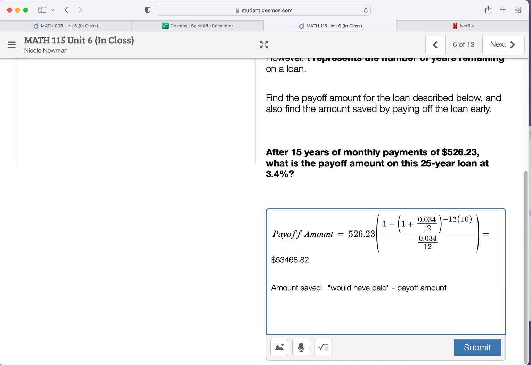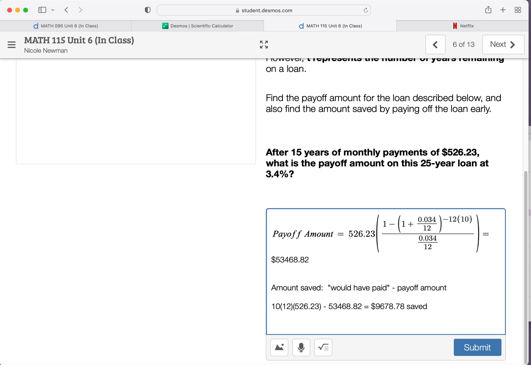So Maya, continuing for the next 10 years, would have had 10 years worth of monthly payments, so 10 times 12, times that 526 and 23 cents. And then let's take off the payoff amount of 53,468 and 82 cents. And when we do that subtraction, I think the gap between those is, oops, too many decimals or dollar signs, $9,678.78 saved for that.